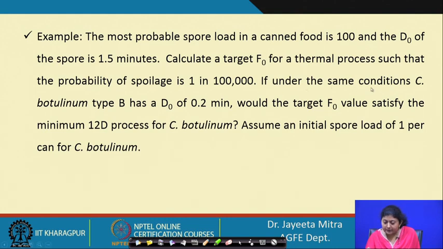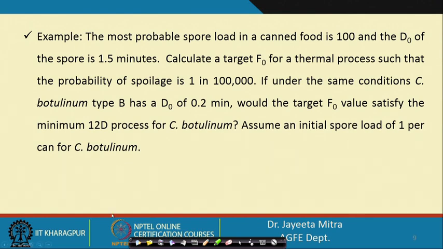Okay. So, if under the same condition Clostridium botulinum type B has a D 0 value of 0.2 minute, would the target F 0 value satisfy the minimum 12D process for Clostridium botulinum? That is the question. And assume an initial spore load of 1 per can of C botulinum.